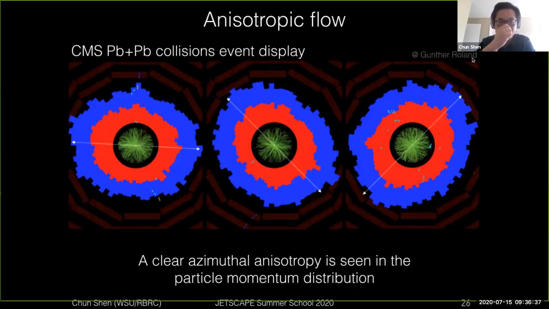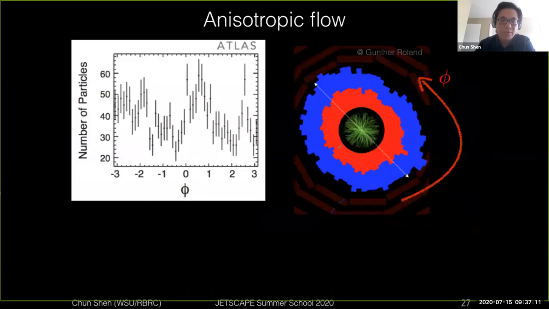Gunther Roland. If we look at the event display, you can clearly see that the energy distributions, which are indicated by the blue and red towers in this event, are not isotropic. You see clearly elliptical deformations of these energy and momentum depositions along certain directions compared to the other directions. So there are clear azimuthal anisotropies measured in the experiment, event by event, in these heavy ion collisions. So how can we quantify these anisotropic distributions?